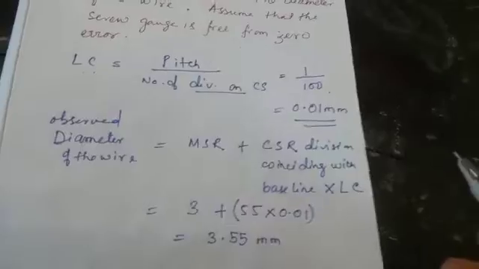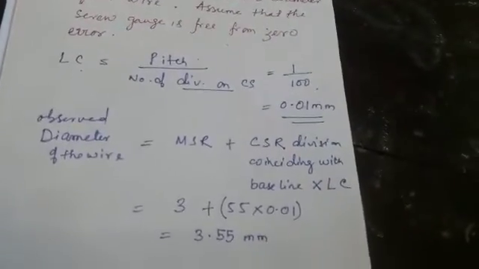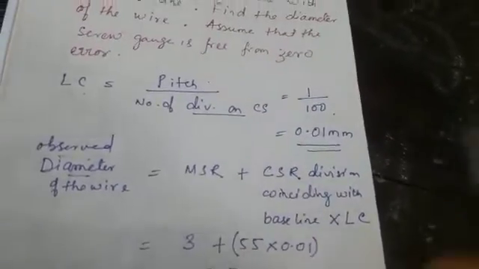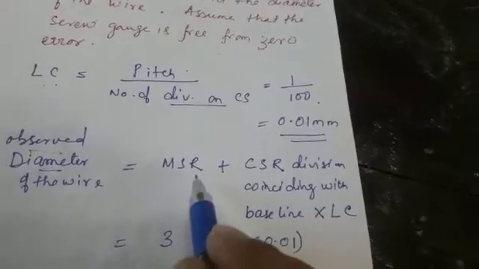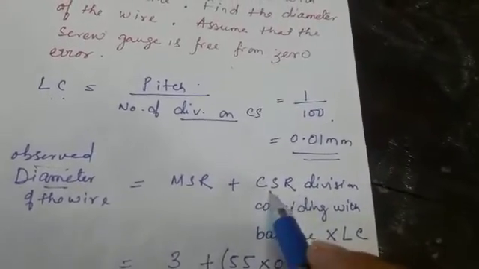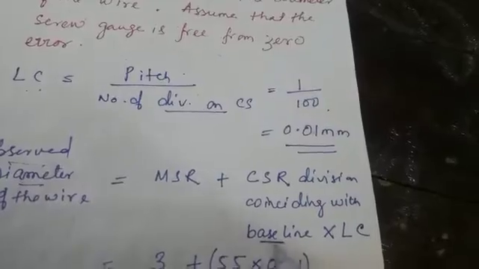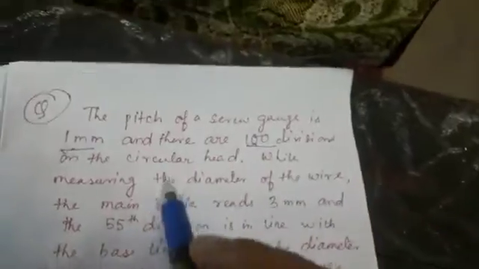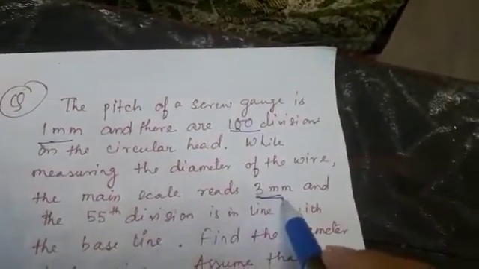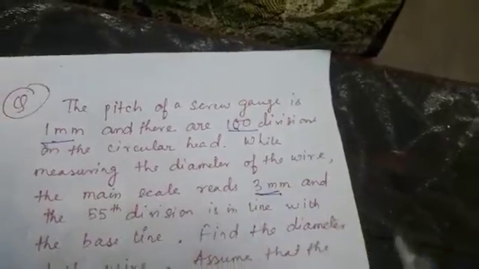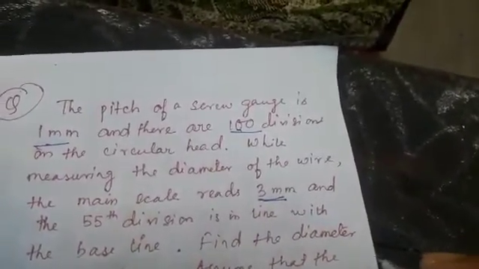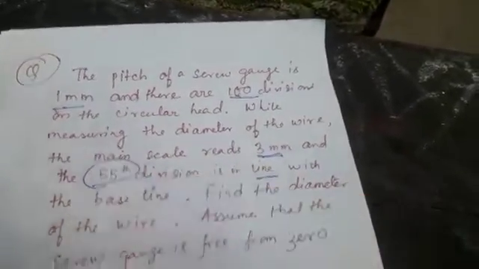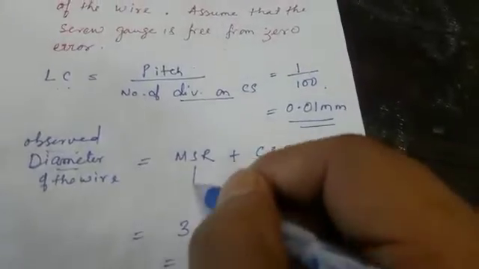Now in the theory module of screw gauge, I hope you have remembered, I have explained the observed diameter. How can you get the observed diameter? Your diameter will be main scale reading plus circular scale division coinciding with the baseline into least count. Now seeing this numerical, you will be able to understand. See, they are telling the main scale reading is 3 millimeter. Main scale reading is how much? 3 millimeter. And the circular scale division which is exactly coinciding with the baseline is what division? It is the 55th division.